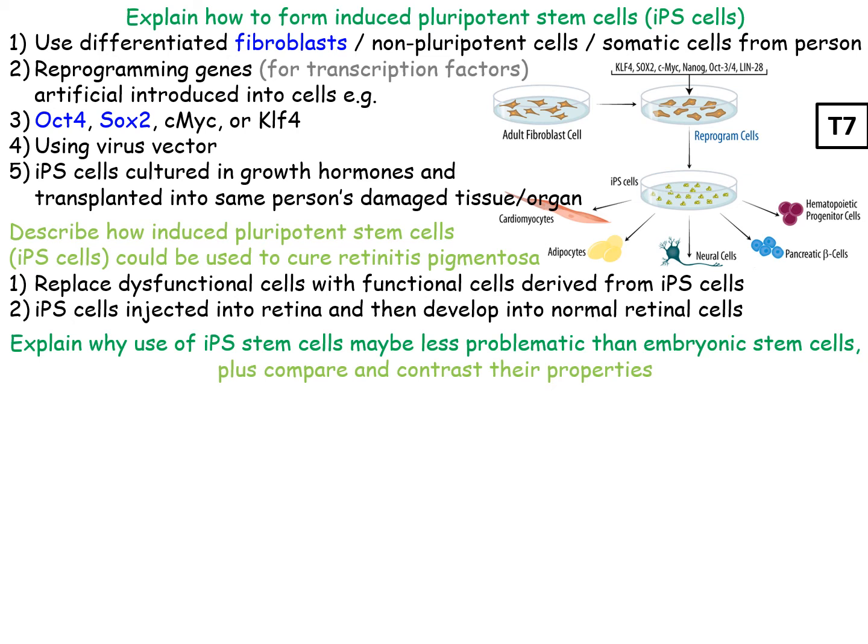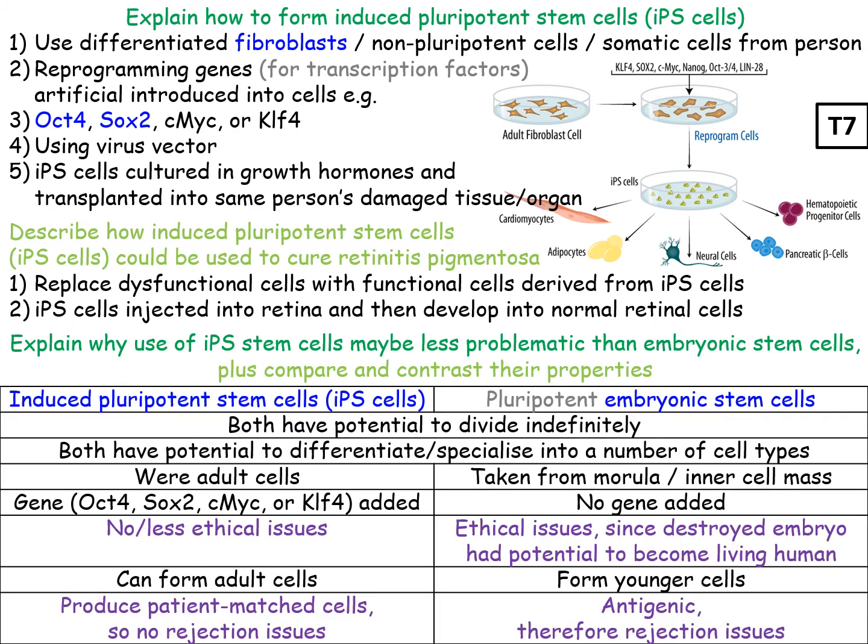Explain why use of iPS stem cells may be less problematic than embryonic stem cells, including compare and contrasting their properties. For induced pluripotent stem cells and pluripotent embryonic stem cells, they both have the potential to divide indefinitely because they're both pluripotent. They both have the potential to differentiate and or specialize into a number of cell types.